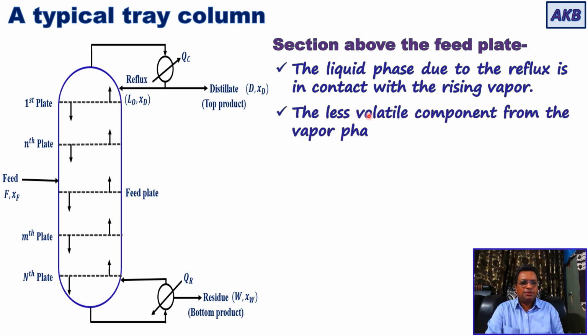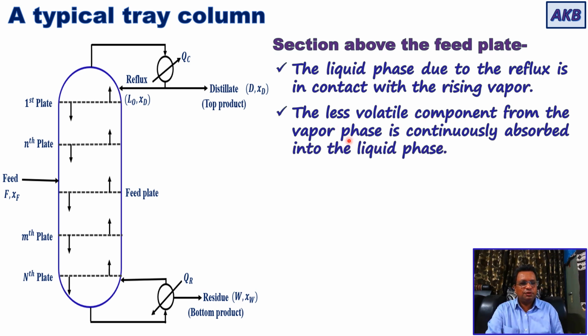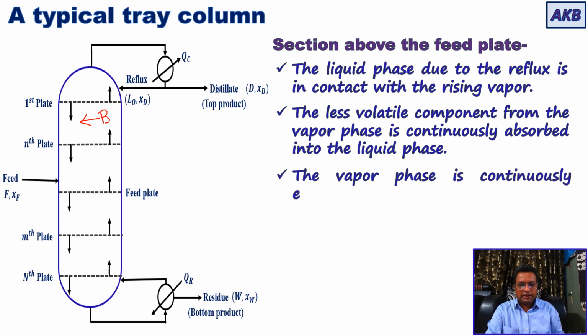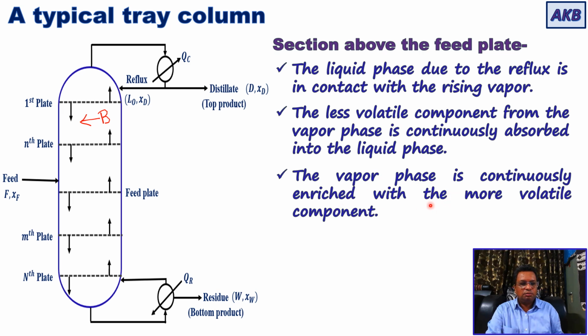During this contact, what happens? The less volatile component, in this case component B, from the vapor phase is continuously absorbed into the liquid phase. This happens in the section above the feed plate. Okay. And due to this, what happens? The vapor phase is continuously enriched with the more volatile component.